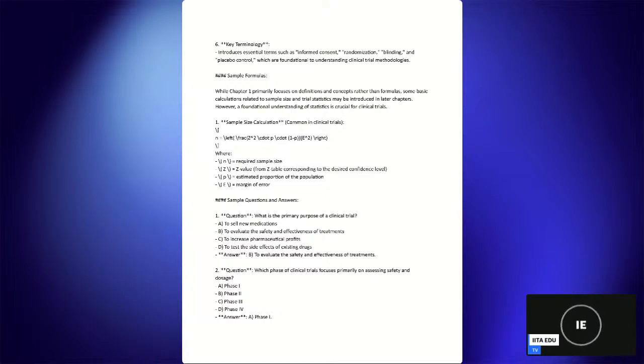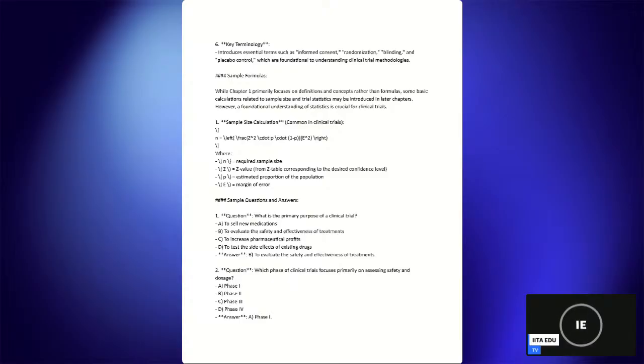Sample questions. What is the primary purpose of a clinical trial? A, to sell new medication. B, to evaluate the safety and effectiveness of treatment. C, to increase pharmaceutical profit. D, to test the side effects of existing drugs. The answer is B, to evaluate the safety and effectiveness of treatment.